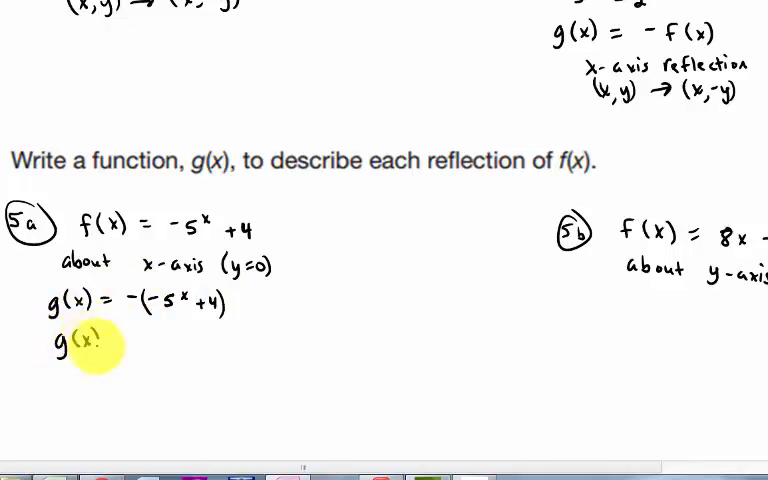If we just kind of simplify this a little bit, distribute your negative in. Negative negative is positive, and then negative to the 4 becomes minus 4, like so. And we're done with that.